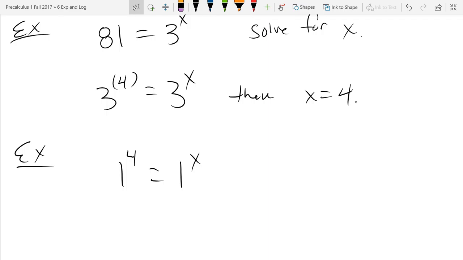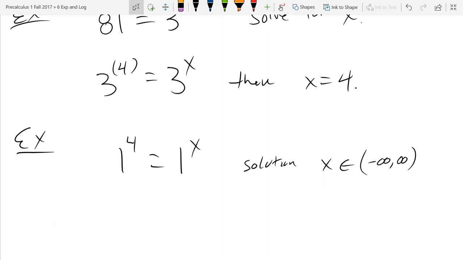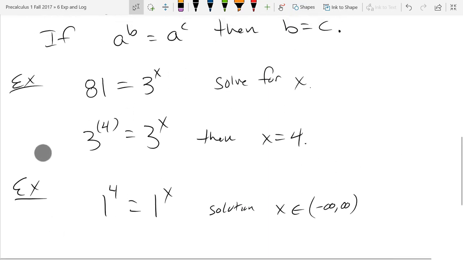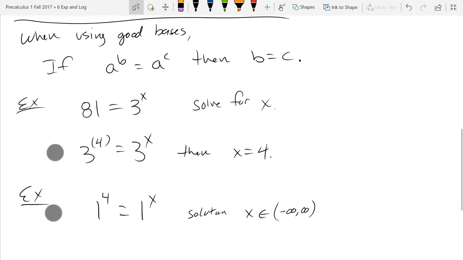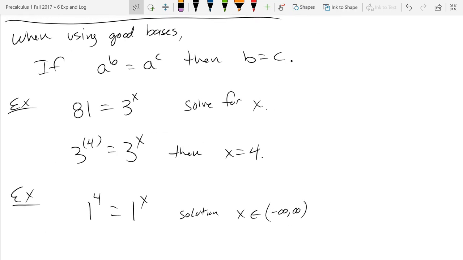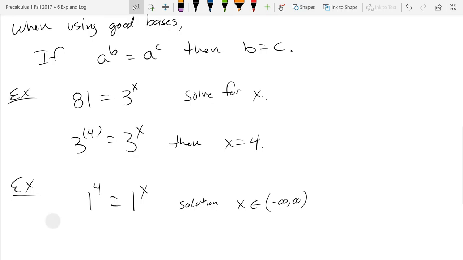Now, if we have 1 to the 4th equals 1 to the x, x can be anything it wants, and that's always true. We just said 1 to any power is 1. So this doesn't mean x equals 4. It means x can equal anything. So all real numbers are the solution to this. You don't get that nice x has to equal 4 property, because the bases are both 1. So you cannot apply that theorem that I wrote at the top of the board.